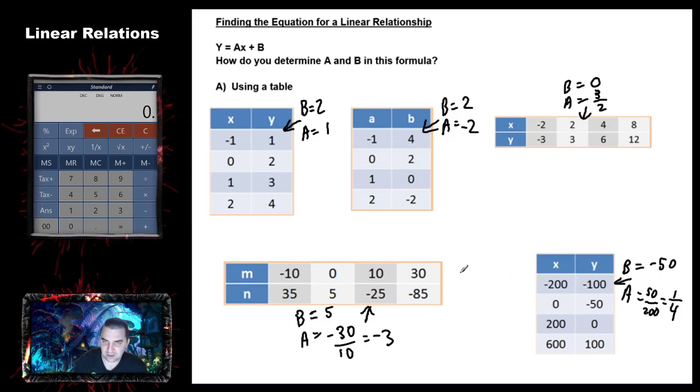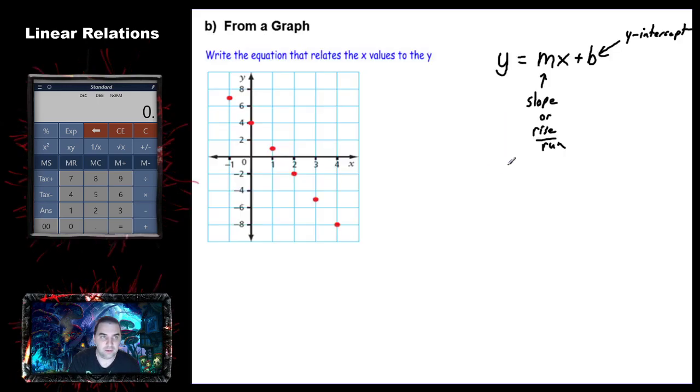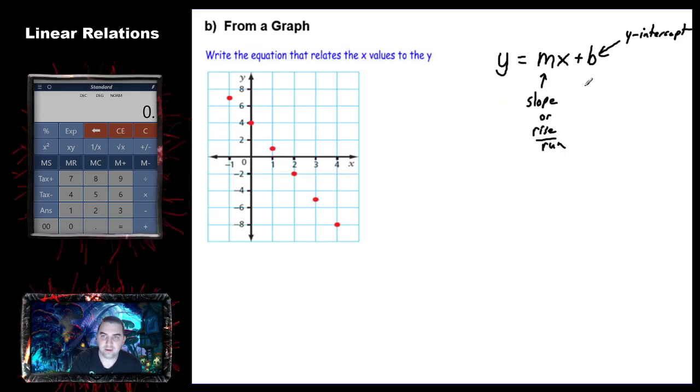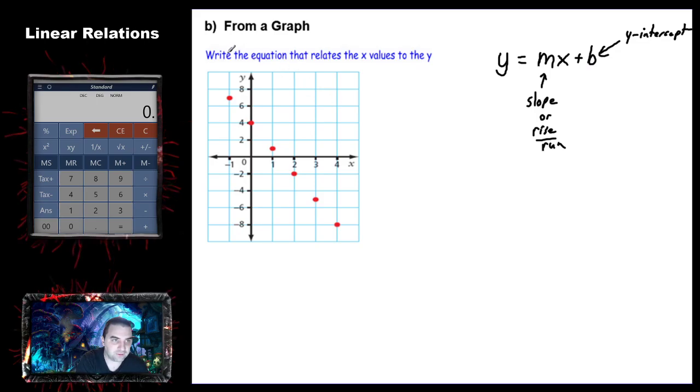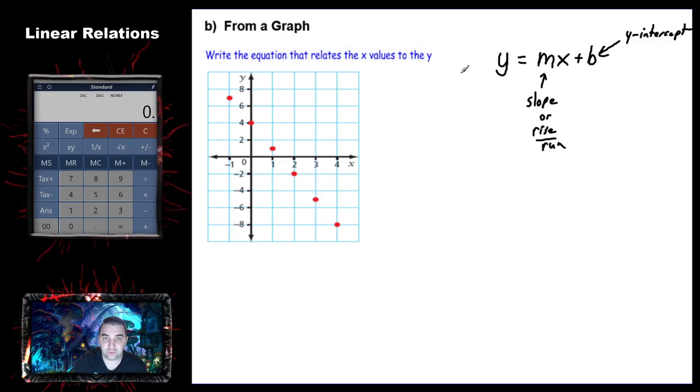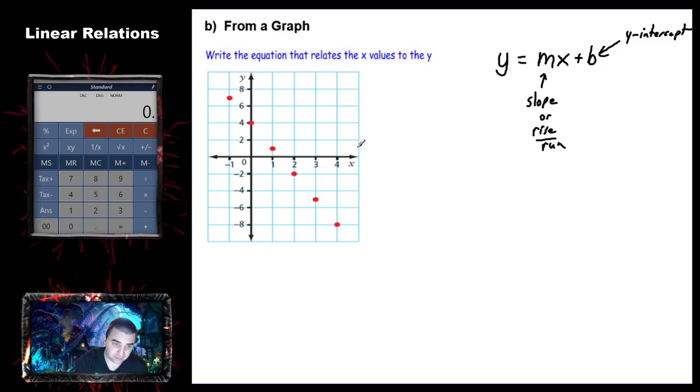Everything else, they're all kind of laid out for you. All right, we're near the end here. I've already pointed out slope and y-intercept. That's great. We are trying to write the equation that relates the x values to the y values. It's the same thing as we did in the previous one.